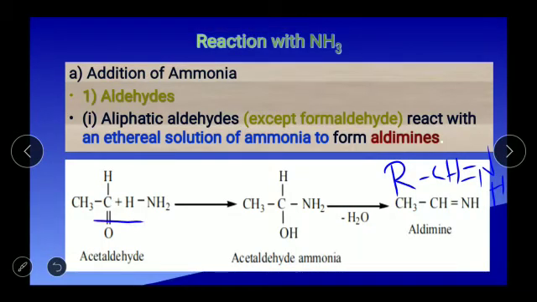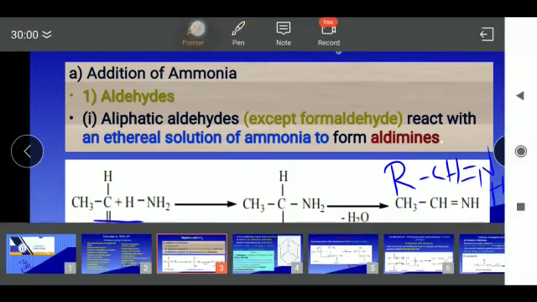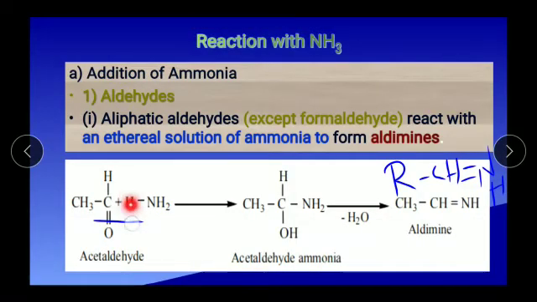In C double bond O, the double bond is cleaved, then the hydrogen from ammonia combines with O, and we get the OH group. What is the product? Acetaldehyde ammonia. Then there is a removal of a water molecule. The OH and one more hydrogen from the NH2 group combine and are removed as a water molecule, and we get the aldimine. So after removal of a water molecule from acetaldehyde ammonia, we get aldimine.